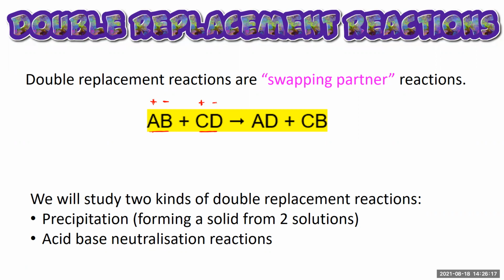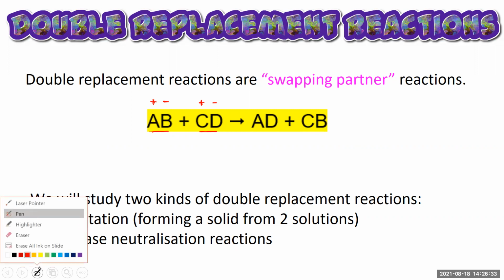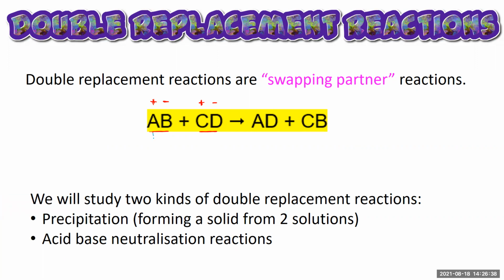So when they swap partners, they're still going to keep a positive with a negative together, because if you try to put two positive ions together, they would repel one another, and the same with two negative ions. So it's always a positive with a negative. So what's going to happen here is that these ions are going to swap partners. So A is going to actually now team up with D, and B is going to team up with C, but C is going to be written first because we always write the positive ion first.